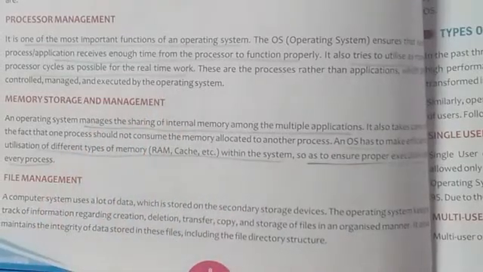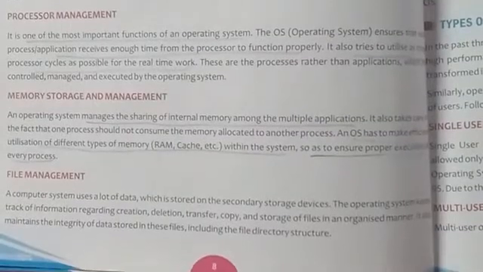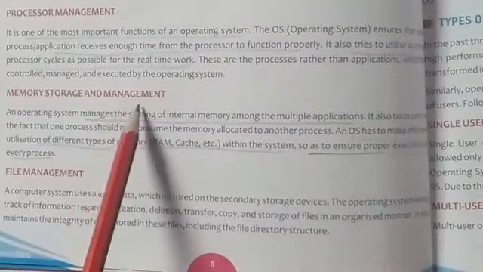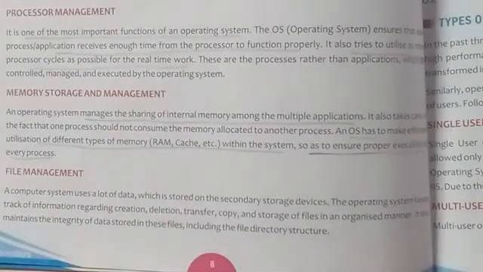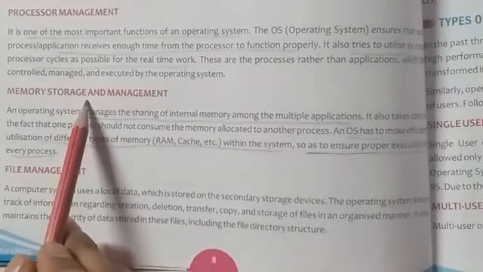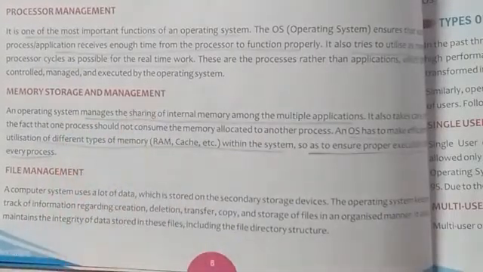The next function of an operating system is memory storage and management. We know very well the operating system is a coordinator of hardware and software. It is an interface between the user and the hardware. So it will manage each and every type of activity in the computer. It also manages our memory, storage area and its management.